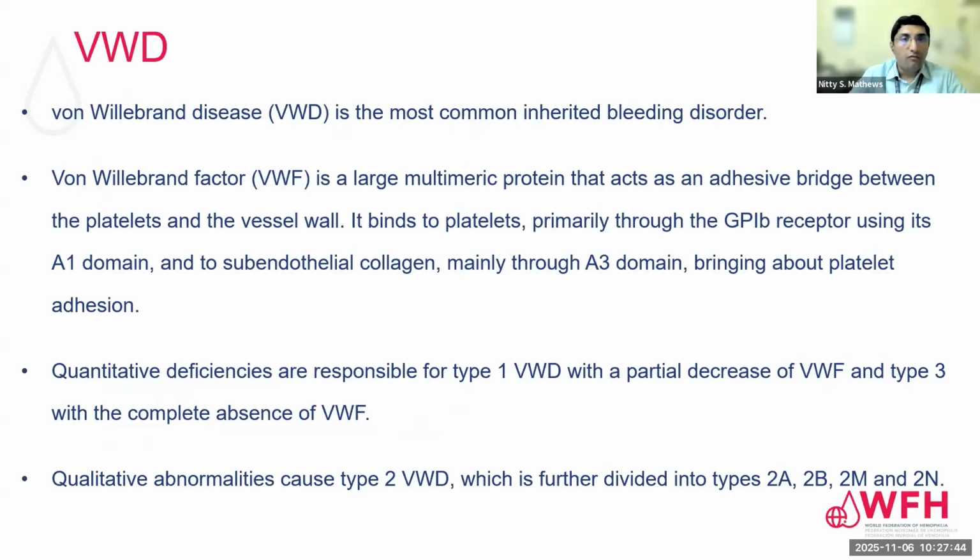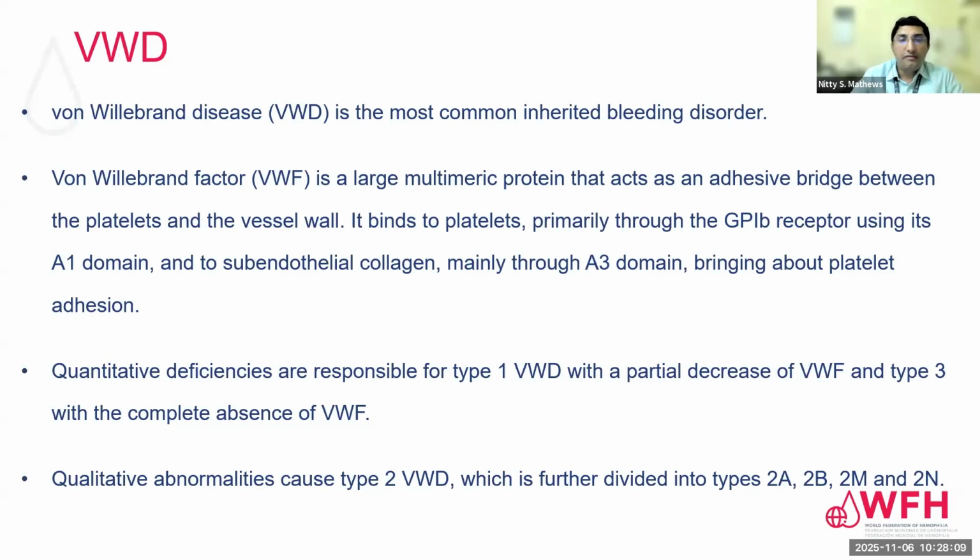So von Willebrand disease, as we know, is the most common inherited bleeding disorder, and the von Willebrand factor is a large multimeric protein that acts as an adhesive bridge between platelets and the vessel wall. It binds to platelets primarily through the glycoprotein 1b receptor using the A1 domain, and on the other side to the subendothelial collagen through the A3 domain, bringing about platelet adhesion.